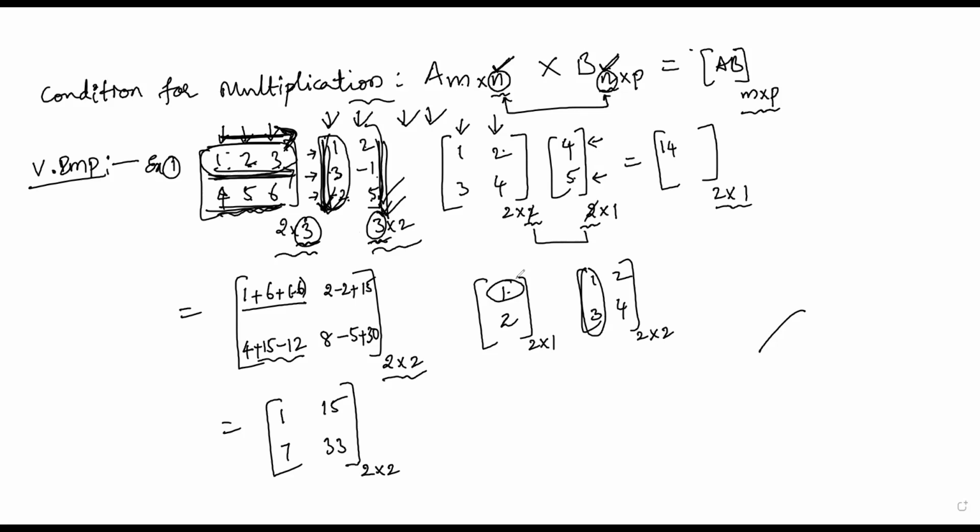Yes, sir. Okay, and then next, now I'm going to give you an important example. See, I'm going to give you an example like this: 1, 3, 5, and then this is 4, 2, 1. Now these two, can you multiply? What is the order of the first matrix? 1 by 3. Good. 1 by 3.